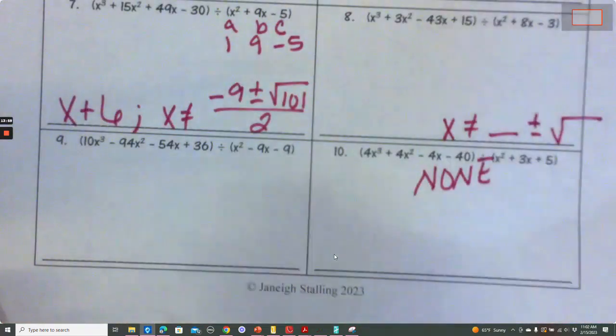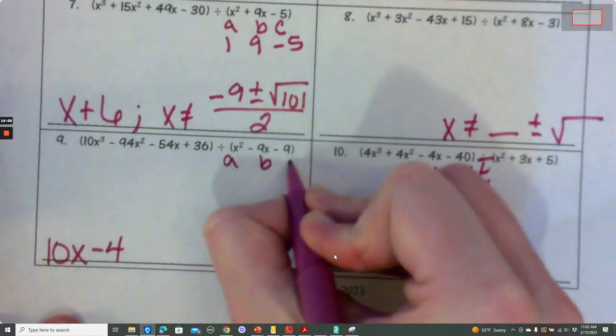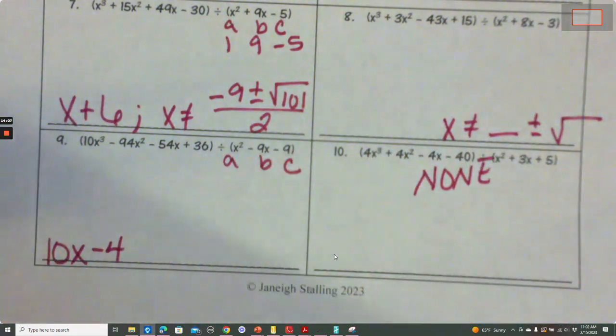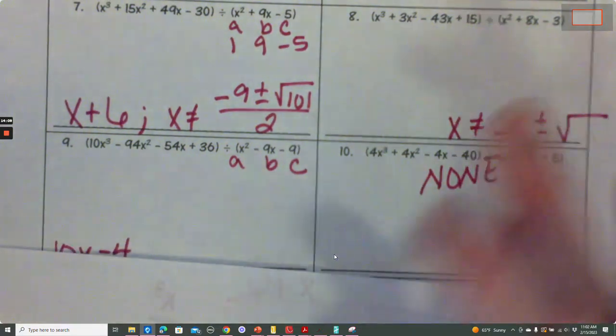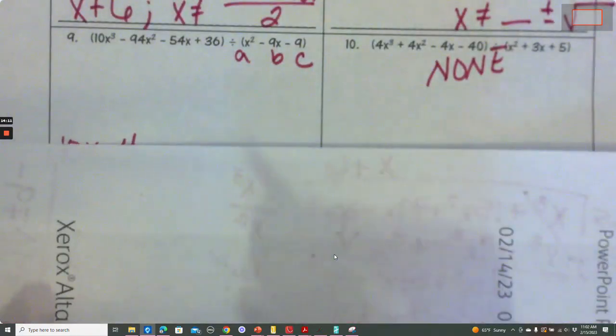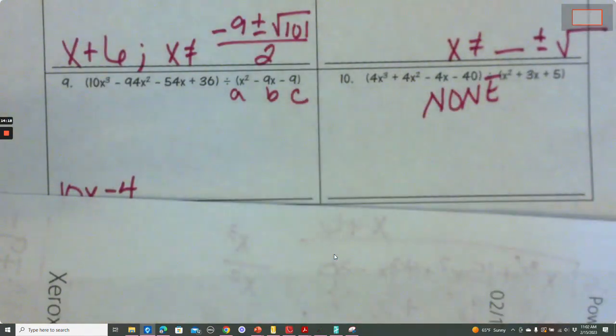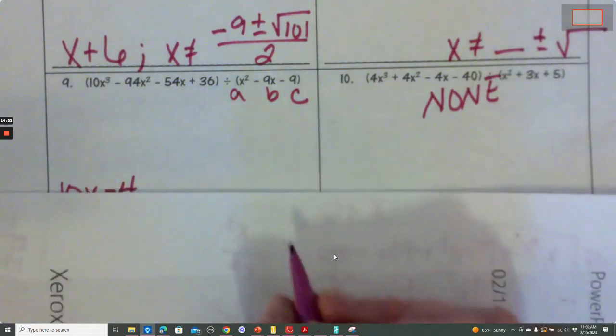So 10x, and then A, B, and C. So here we go. You can use the quadratic formula if it's nice and pretty, but not if it's gross. All right, here we go.